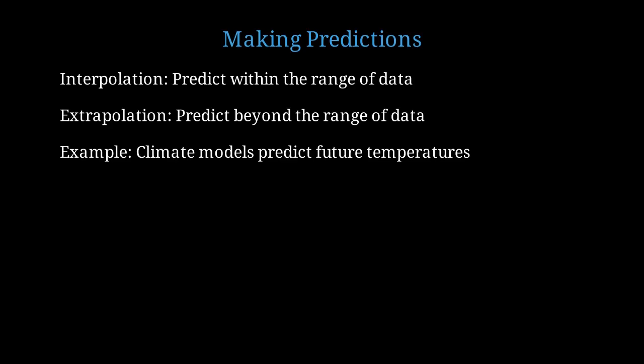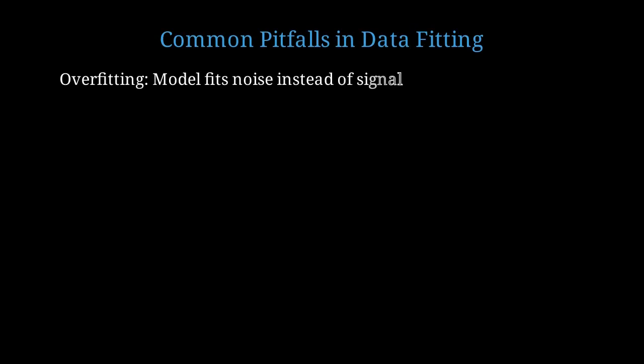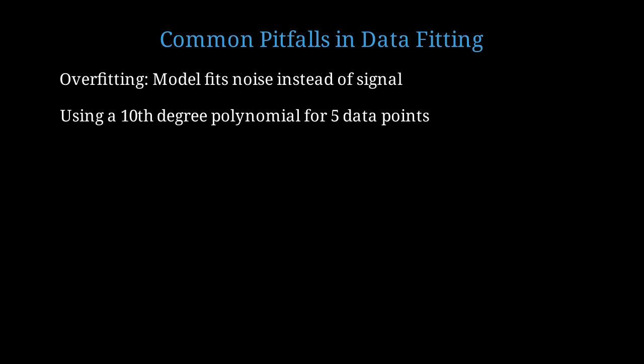This involves extrapolation. Let me warn you about some common pitfalls in data fitting. Overfitting occurs when your model is too complex and starts fitting the random noise in your data instead of the underlying signal. For example, using a 10th degree polynomial to fit just 5 data points will give a perfect fit, but meaningless predictions. Underfitting is the opposite problem.